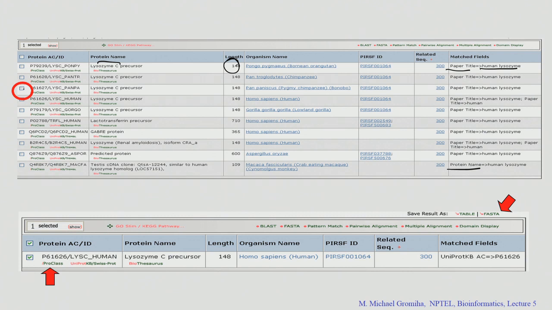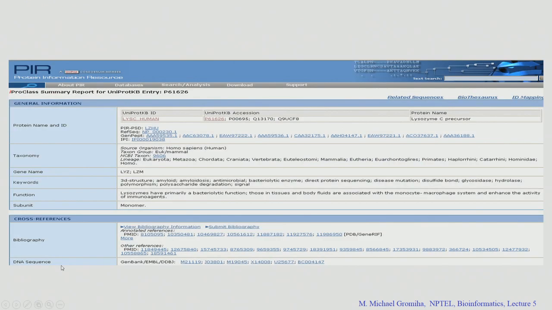Now if you click on this one, you can get more details on that particular protein. So, go with iProClass, and they have links to different other resources. Then we will get the information. Here you first get the protein name, then all the other synonyms and so on.